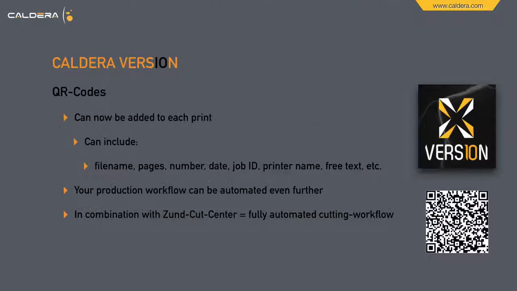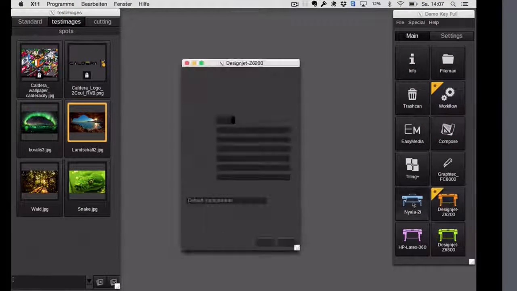Also new in version 10 are QR codes. They can now be added to each print. They can include things like file name, pages, number, date, job ID, printer name, free text, etc. Your production workflow can be automated even further. In combination with Sunum Cut Center, you can even achieve a fully automated cutting workflow. So let's look at that as well.